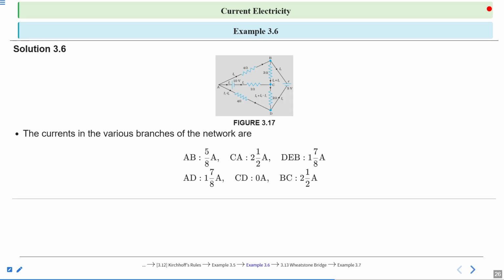So in the various branches you will get in AB branch 5 by 8 ampere, in CA branch 1 by 2 ampere, in DEB branch 7 by 8 ampere, in AD branch 7 by 8 ampere, in CD branch there is 0 current, and in BC branch 1 by 2 ampere. So in all the branches we have calculated the current.